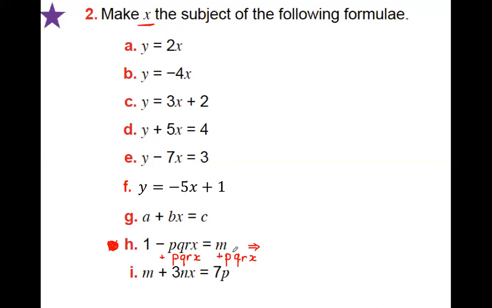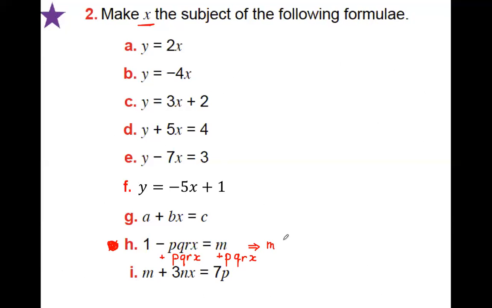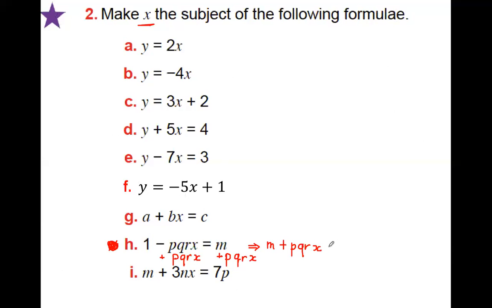Then what I end up with is M plus PQRX equals 1. Do you agree? We've just got rid of that PQRX, because we've added it on both sides. Is that easier now? Much easier, I would say so.